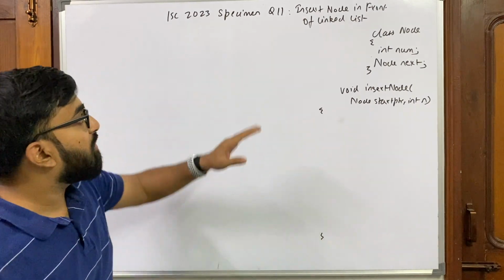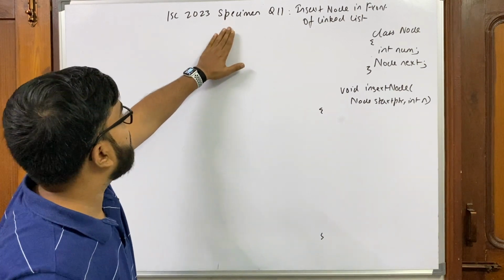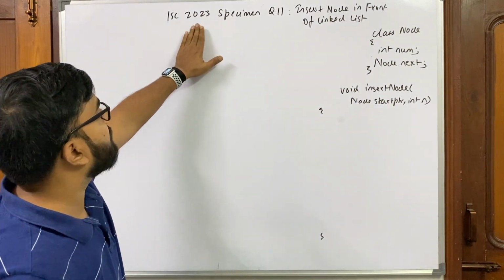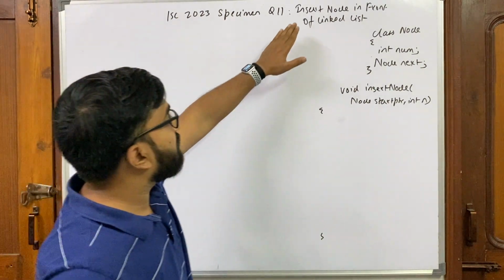So in this video we solve question 11 in the specimen paper of the ISC 2023 computer science theory paper, which is to insert a node in front of a linked list.